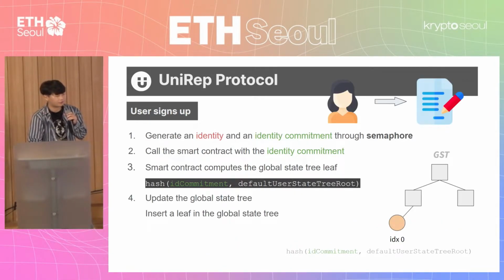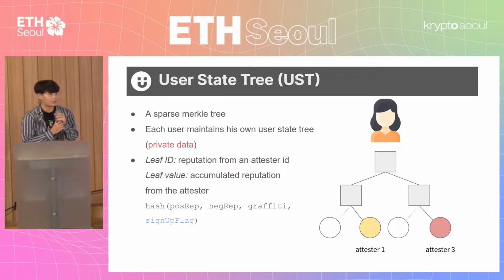And in this system, when a user signs up, we use the identity system called Semaphore. Semaphore consists of a private identity and a public identity commitment. So the user uses the public identity commitment to sign up in the Unirep smart contract here. And a global state tree is computed, by hashing the identity commitment and the user state tree root. So we will introduce what the user state tree root is in this protocol.